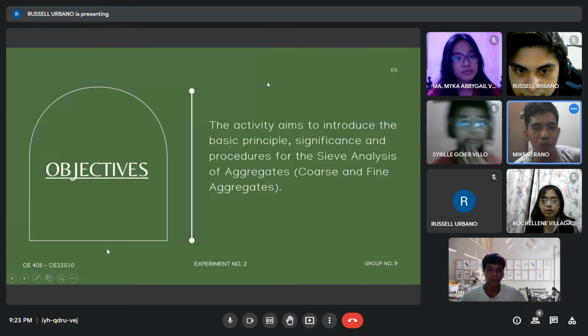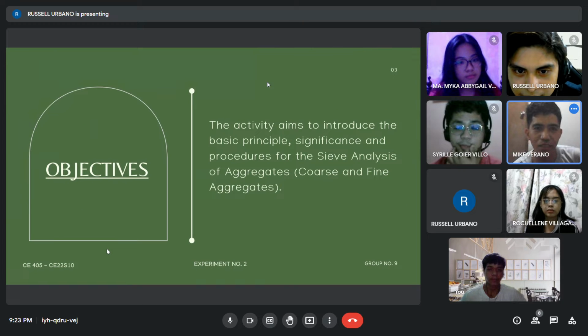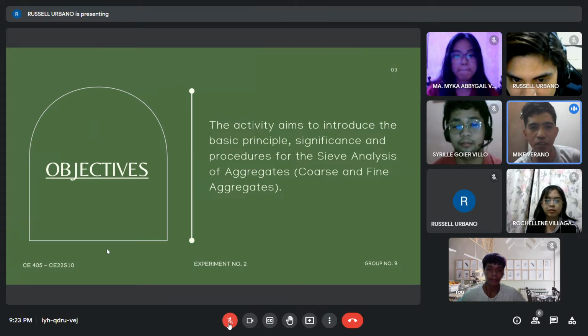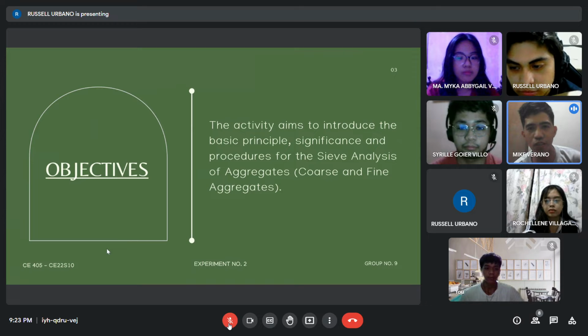Experiment number 2, Sieve analysis. Objective. The activity aimed to introduce the basic principle, significance, and procedures from sieve analysis and aggregates, particularly coarse and fine aggregate.